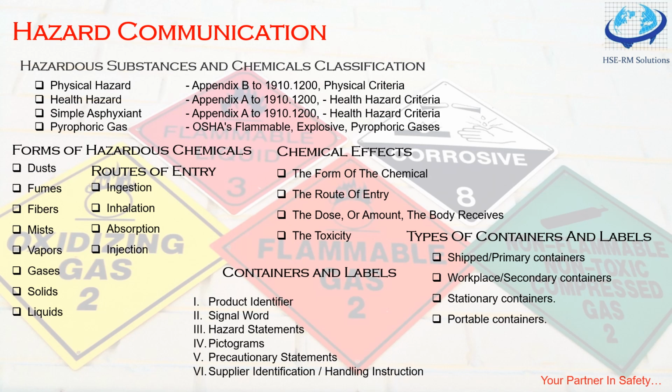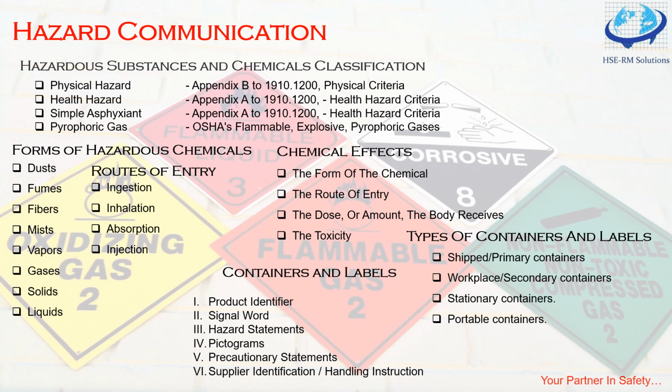Now come the pyrophoric gases, meaning a chemical in a gaseous state that will ignite spontaneously in air at a temperature of 130 degrees Fahrenheit or 54 degrees Celsius or below. They are very commonly used as process gases in the semiconductor industry and have been the cause of a number of deadly incidents. So what are the examples of it? Silane, germane, arsine, phosphine, diborane. All these are used in the semiconductor industry.